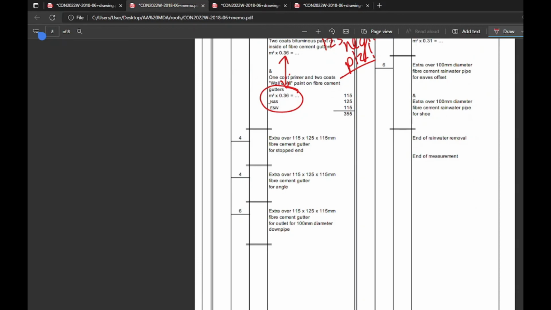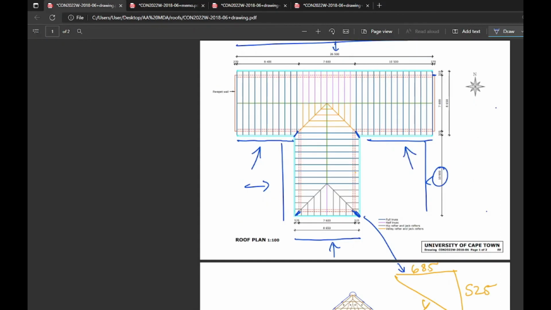Alright. We're getting somewhere. Stopped ends. Let's take a look at stopped ends. Stopped ends appear when we have, I can't even see anything on the drawing.